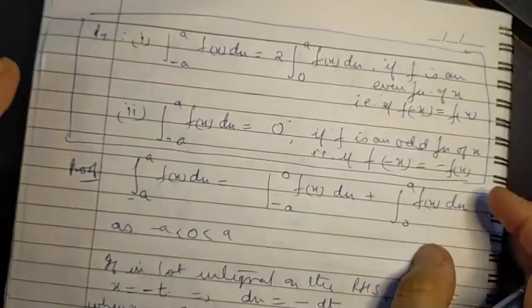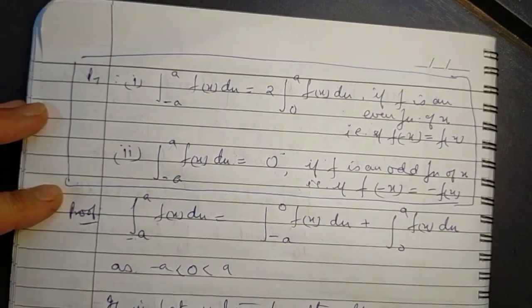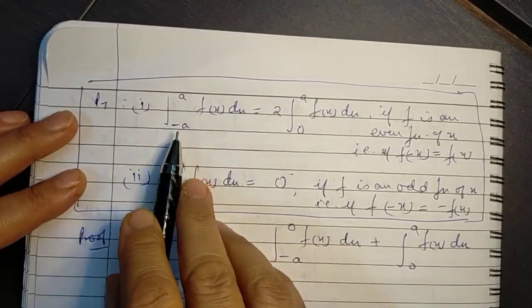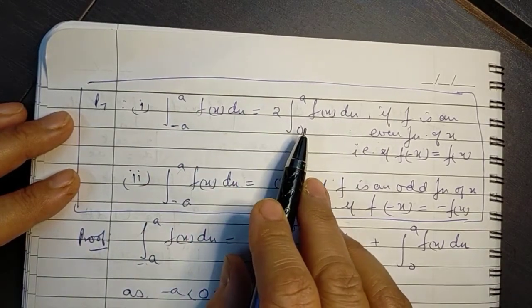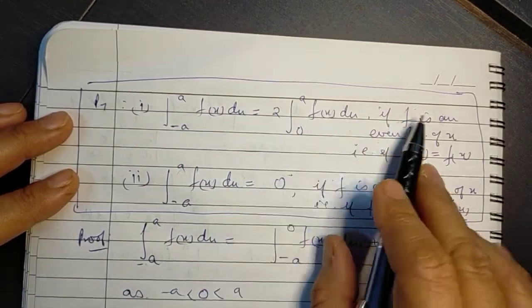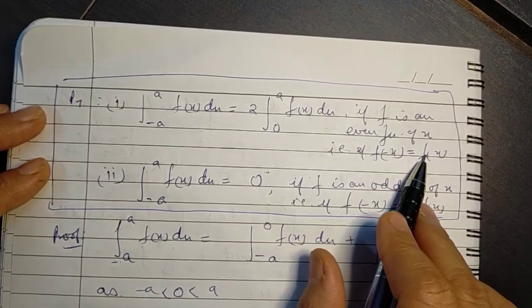Now let's take up our last property, which says that integral from minus a to a fx dx is twice of integral from 0 to a fx dx if f is an even function of x.